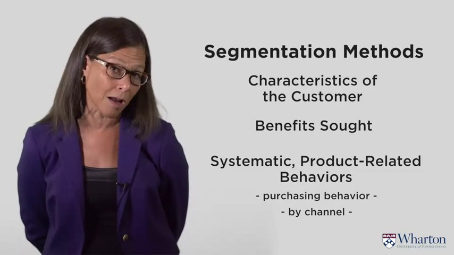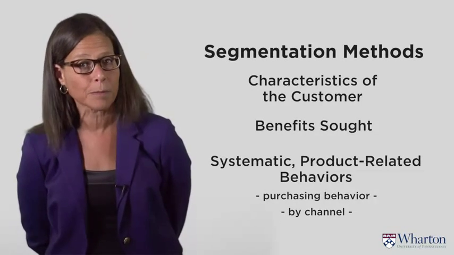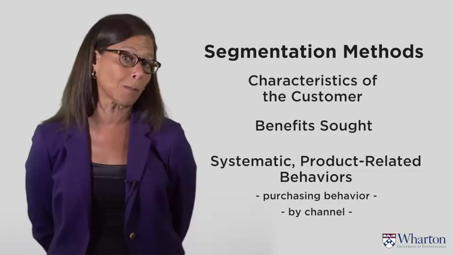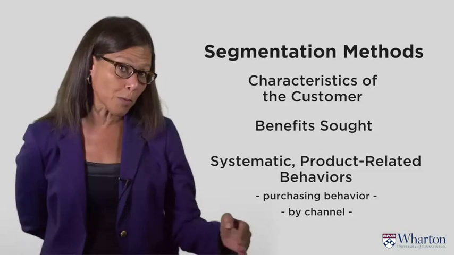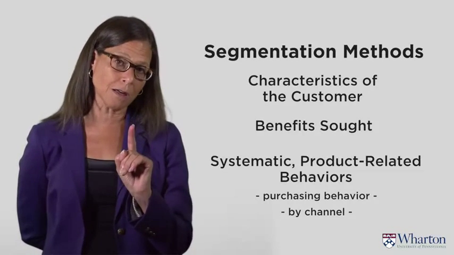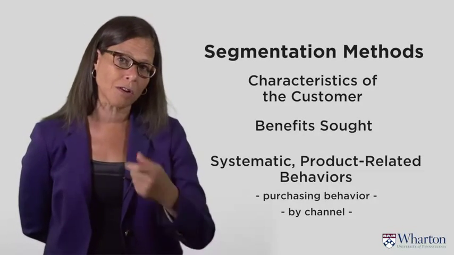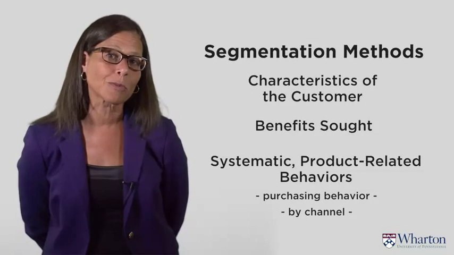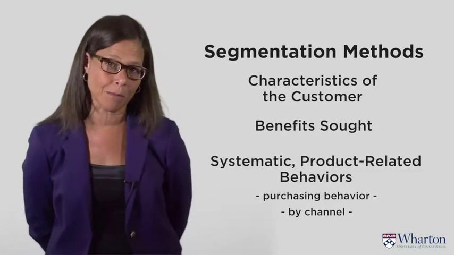A third way to think about it is, how do people purchase? Maybe they purchase online. Some people like to go to physical stores. Some people like to use their phones. Or some people purchase very frequently. Some people only purchase once a year. Some people like to switch around. Other people like to be loyal. All of these are different characteristics that you can use to segment the market.